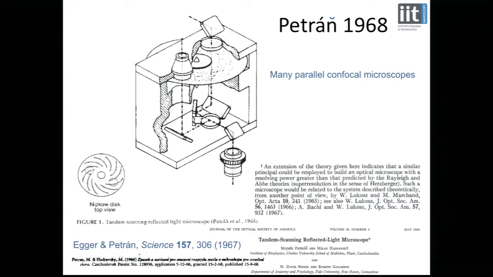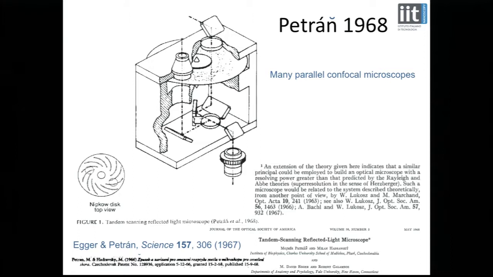What he realized was another way of getting around this problem of speed. In a confocal microscope, you illuminate one point at a time. It's very slow. So why don't we multiplex? Why don't we illuminate lots of points all at a time, have lots of pinholes, and get an image much quicker? So that's what he did.